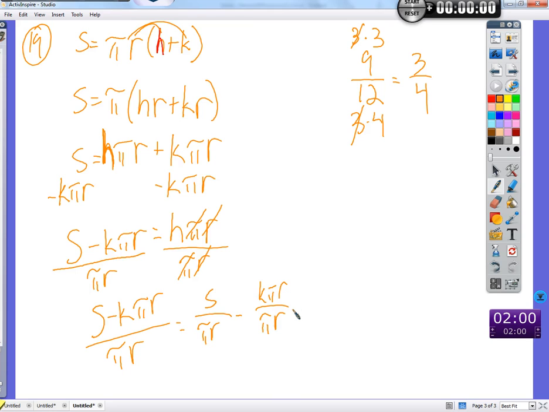Pi times something, yeah, pi times r is a denominator. R times pi is a denominator. Is pi a factor of the numerator? Yeah, pi times k times r. Is r a factor? Yeah, r times pi times k. So we can factor out these common factors of pi and r and get s over pi r minus just the k.